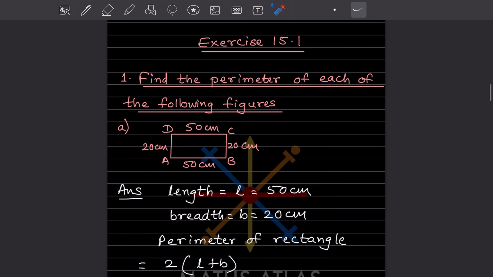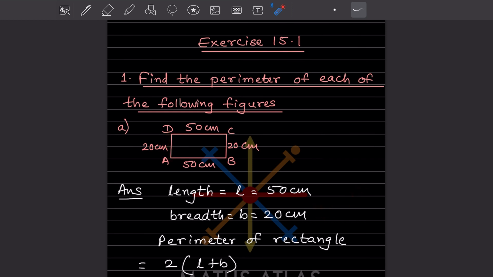So what did they ask? Find the perimeter of each of the following figures. So this figure is given and it's easy now, you know. This is the bigger side, this is the length. So you have to write the given things. Make it a habit of writing the given things. So length L is 50. Breadth, this is the breadth, this is 20.